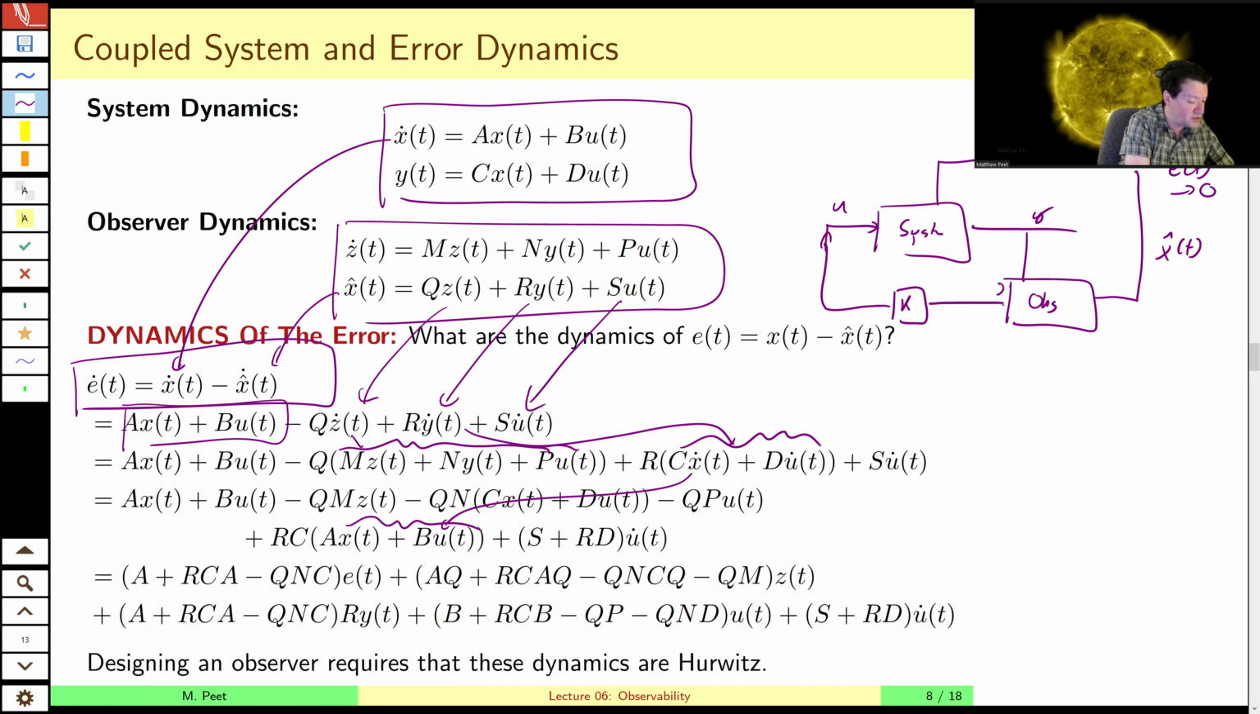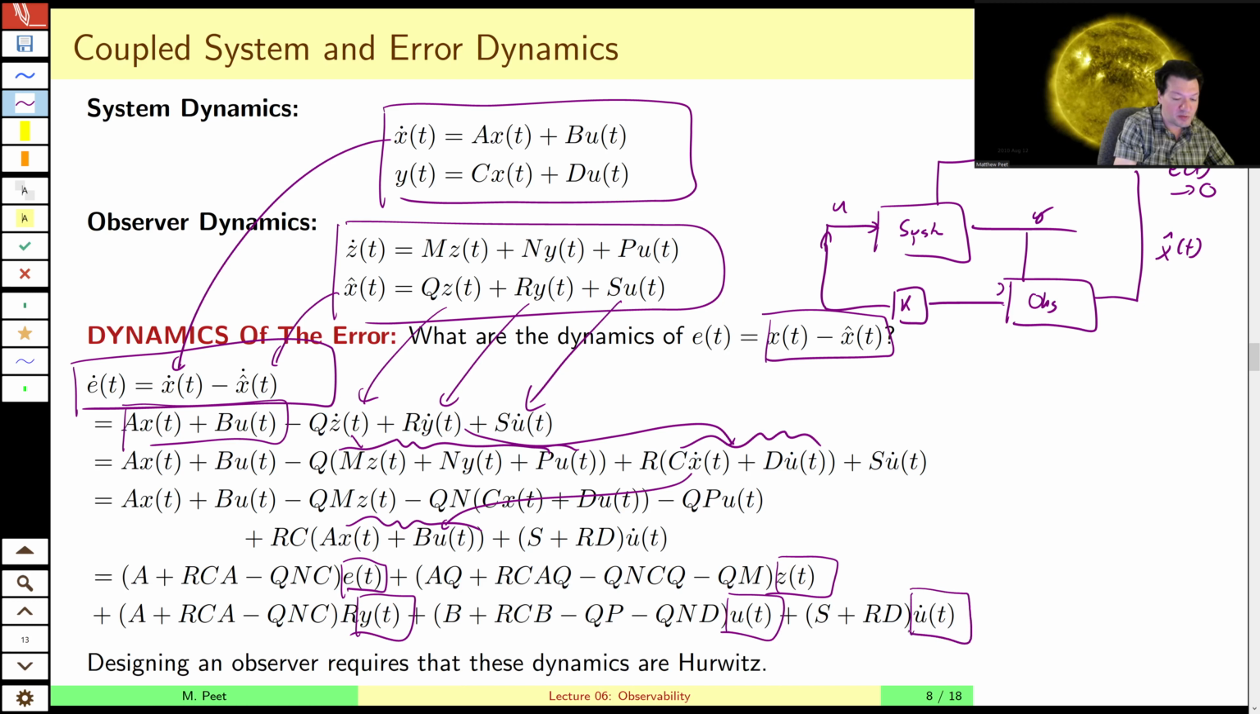Those are terms which naturally have this difference here, and those all go into here. Then we have the leftover terms which multiply z, the terms which multiply y, the terms which multiply u, and the terms which multiply u dot. So again, it's relatively complicated, not as simple as we'd like. It's unclear what conditions we can impose on these dynamics which will cause e dot to be stable.